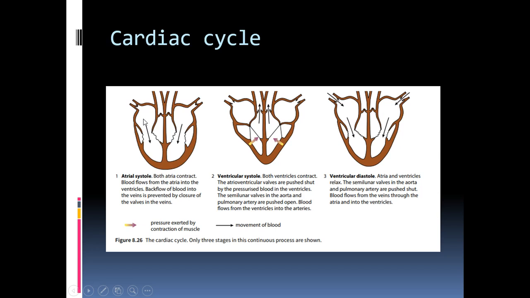So the smaller volume of the atria shows that the wall of the atria is actually contracting, and you can see the two arrows pointing towards the two ventricles, meaning that blood is being pushed to the right and the left ventricles. Okay, so this is the first phase in the cardiac cycle, the atrial systole.